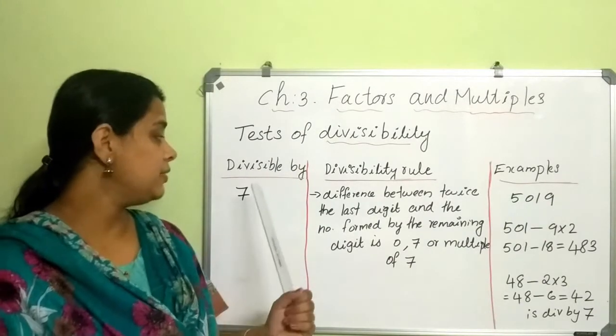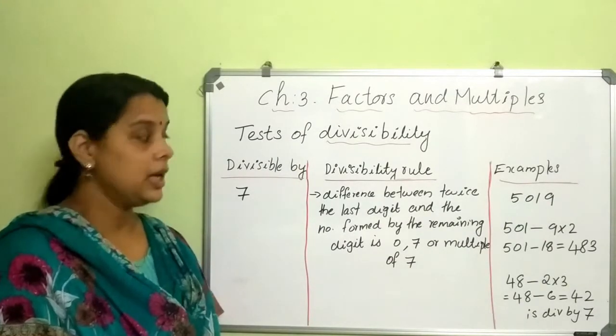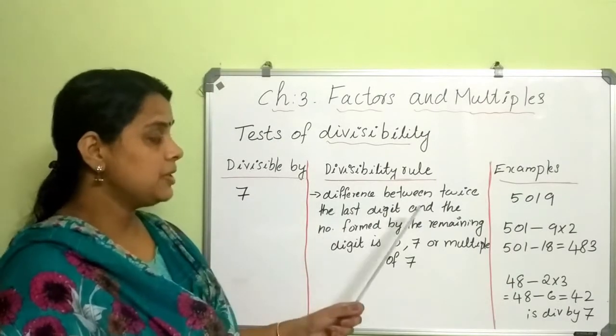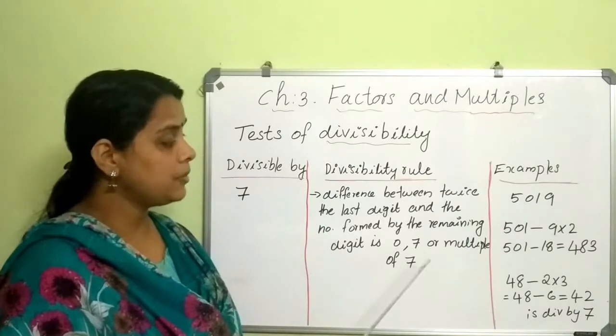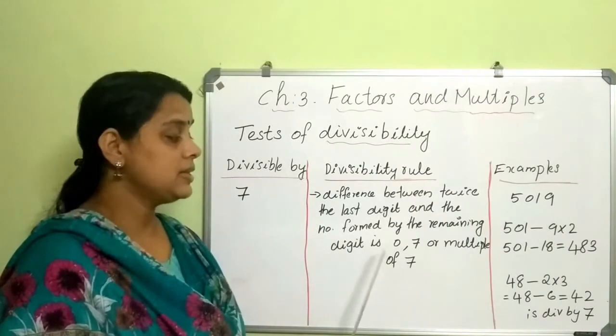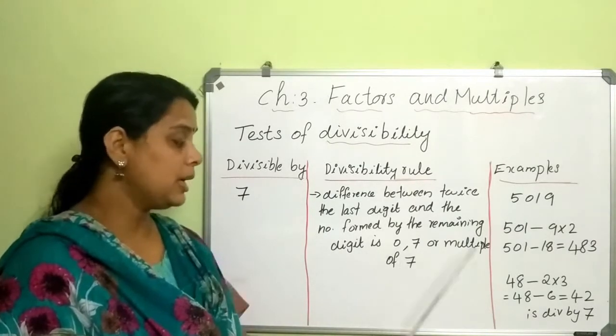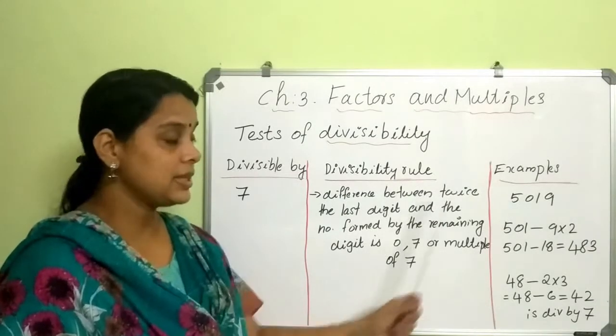Let's see divisibility by 7. The rule is: the difference between twice the last digit and the number formed by the remaining digits is 0, 7, or a multiple of 7. See this example.